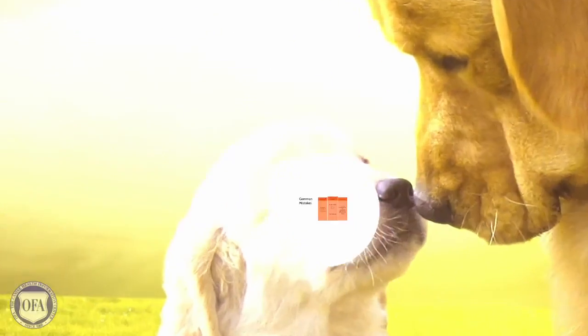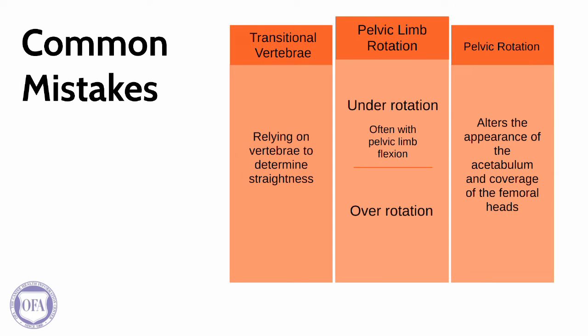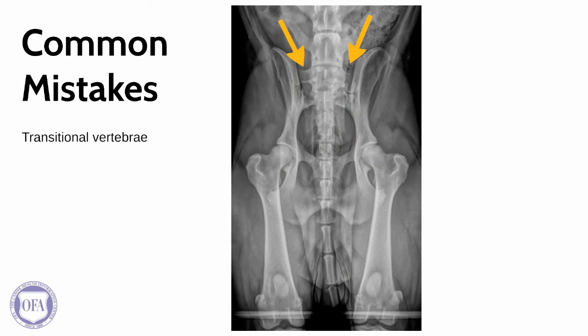So let's take a look at some common positioning mistakes. The most common mistakes include transitional vertebrae, or relying on the vertebrae alone to determine straightness, pelvic limb rotation, or pelvic rotation. Let's start out with looking at transitional vertebrae.